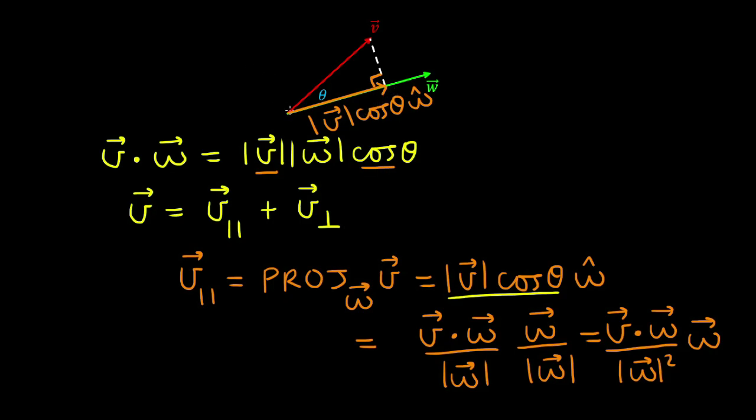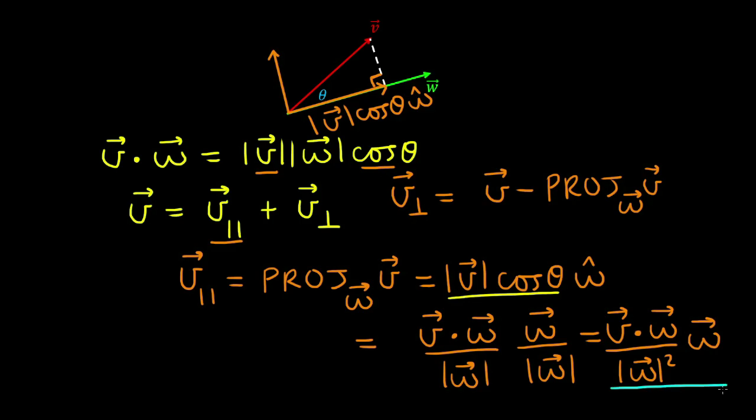And we can also get the perpendicular component by subtracting the parallel component from v. So if we rearrange this equation, we get v perpendicular is v minus the projection of v onto w, which is this formula here.